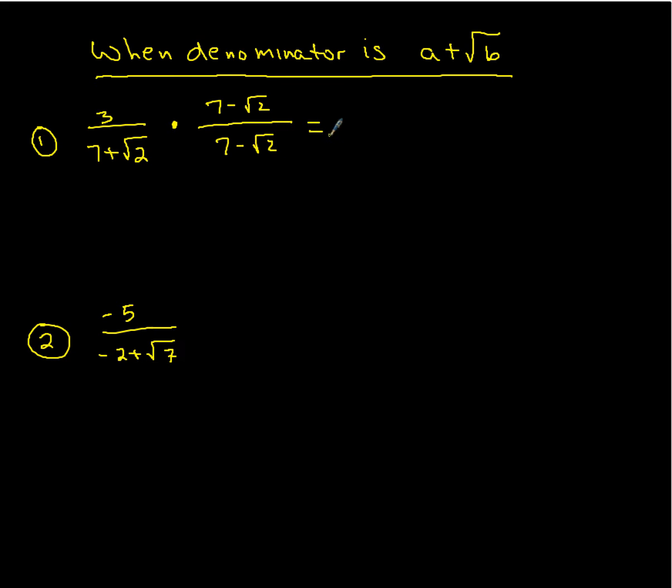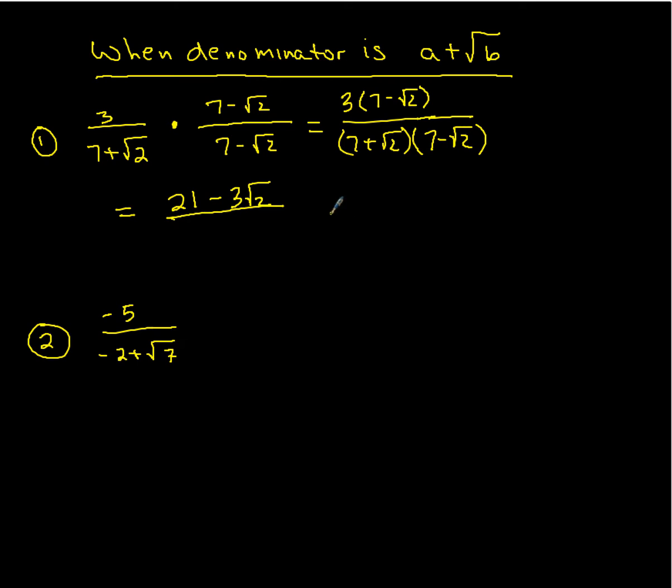Now when you do that, you're just going to have to be really careful to make sure that you apply the distributive property correctly. And I'm going to write this out the long way. So I'm going to have 3 times 7 minus the square root of 2, all that over 7 plus the square root of 2 times 7 minus the square root of 2. Simplifying from here is going to be pretty straightforward. All right, in the numerator, we're going to have 21 minus 3 square roots of 2.